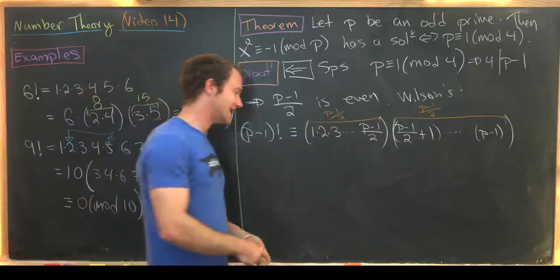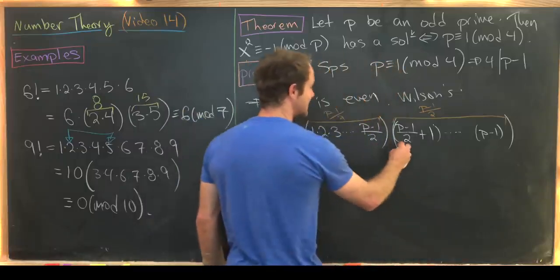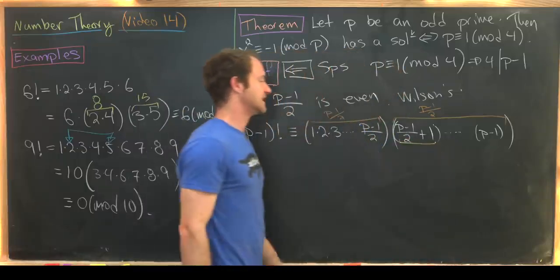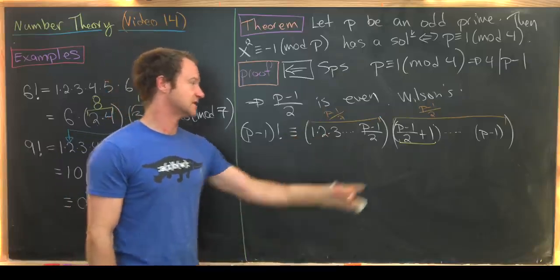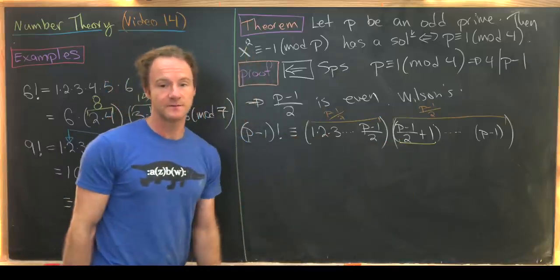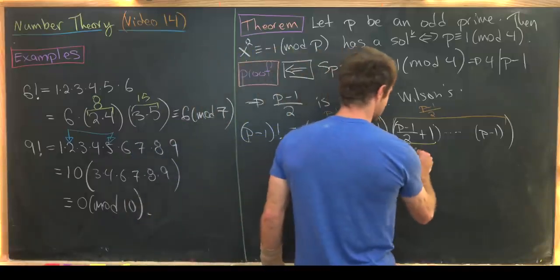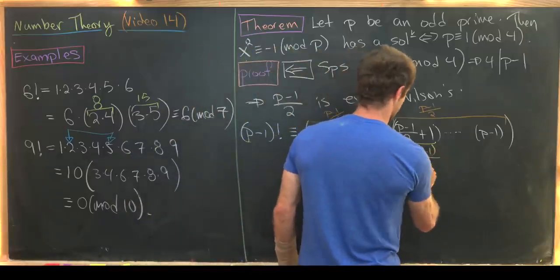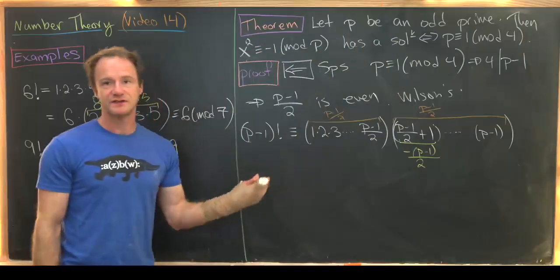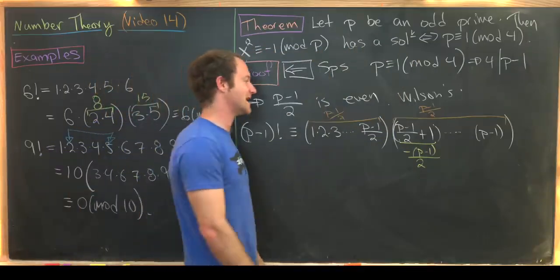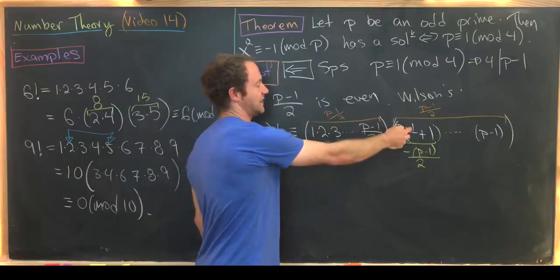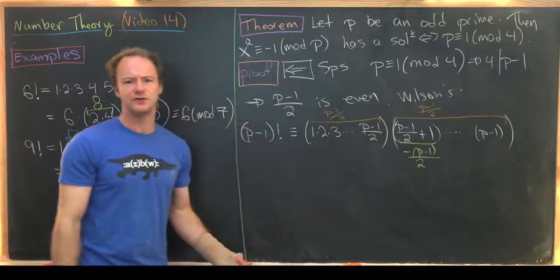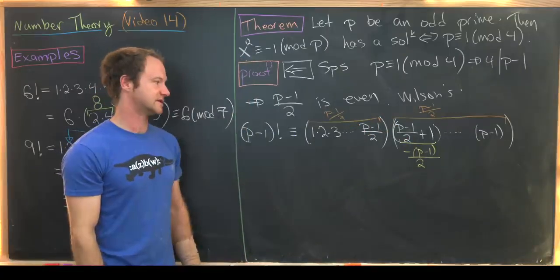Okay, so next I want to notice that each of these is exactly the negative value of one of these. So this guy right here is actually minus p minus 1 over 2. Now, how can you see that? Well, if you take p and subtract this guy right here, you'll end up with this guy right here. So I'll let you do that calculation, but that's not too hard to see.